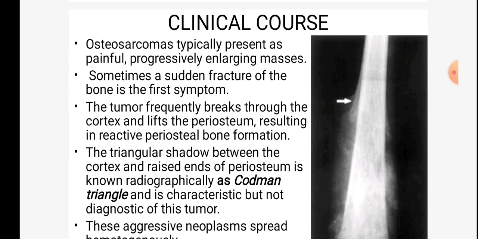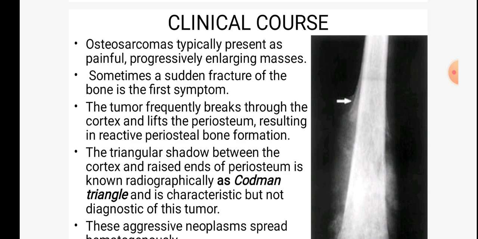Clinical course: typically presents as painful, progressively enlarging masses. Sometimes a sudden fracture of the bone is the very first symptom. Just a mild twist or turn, or just after a jump. A 20-year-old male jumps from a step, and suddenly his bone gets fractured in and around the knee. So that could be the first presenting symptom.